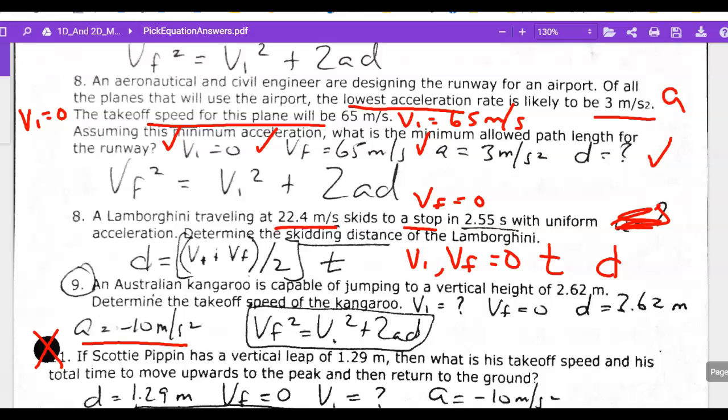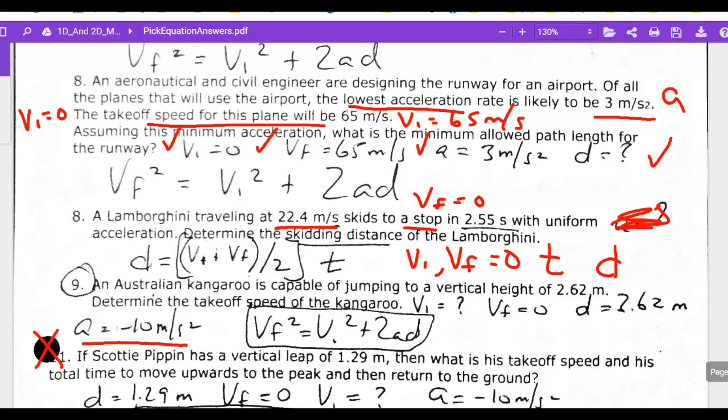A Lamborghini with a velocity of 22.4 meters per second skids to a stop. Did you write Vf equals 0? What's the skidding distance, d? They give you a time. So initial velocity, final velocity, time, and distance. There's only one equation that has all those, and that's d equals V average times t, or Vi plus Vf divided by 2, times t.